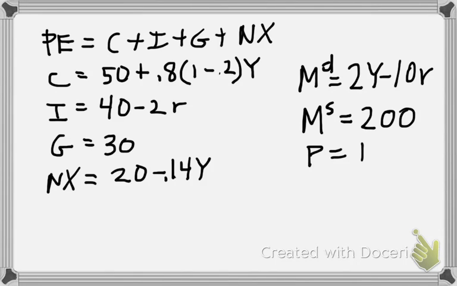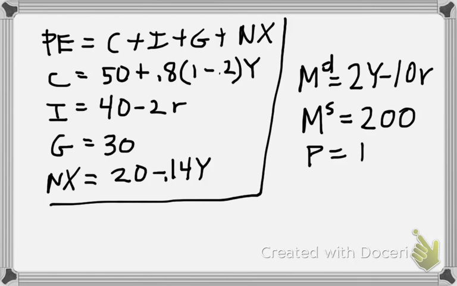Let's do a numerical version of the IS-LM model. On the IS side, we have 5 equations. The planned expenditure equals consumption plus investment plus government spending plus net exports. We have a numerical consumption function, some numbers for the investment function, which depends negatively on the interest rate. Government spending is exogenous, and net exports depends negatively on GDP. We import more the higher GDP is.